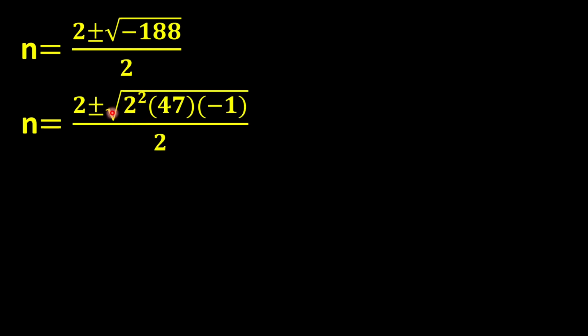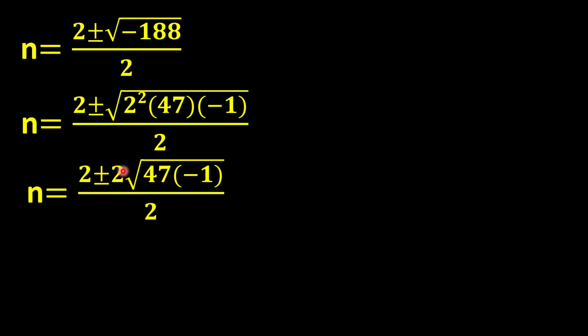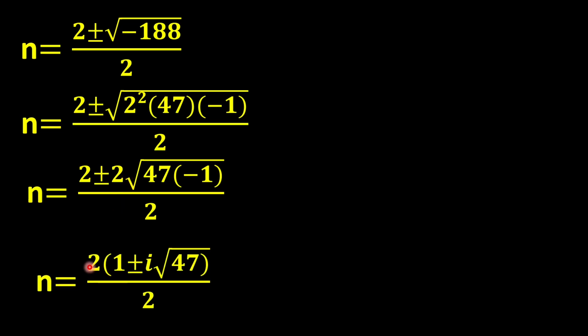And now, after taking the square root, this 2 will come out of the square root, so this will become 2 plus minus 2 times the square root of 47 times minus 1. And as we know, this minus 1 under the square root is basically equal to iota, so this will come out of the root in the form of iota. So our equation will become 2 into 1 plus minus iota times square root of 47, divided by 2.